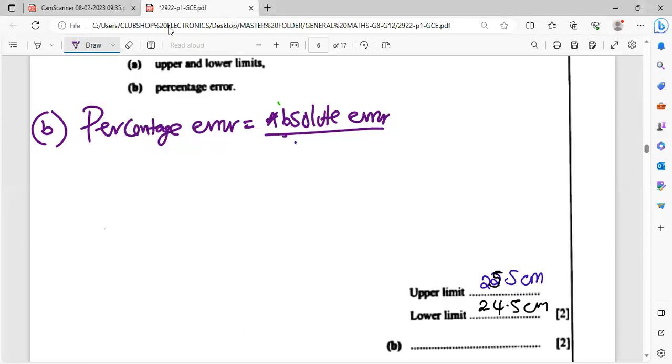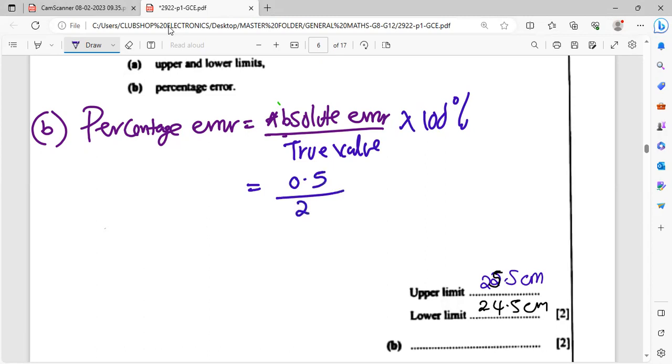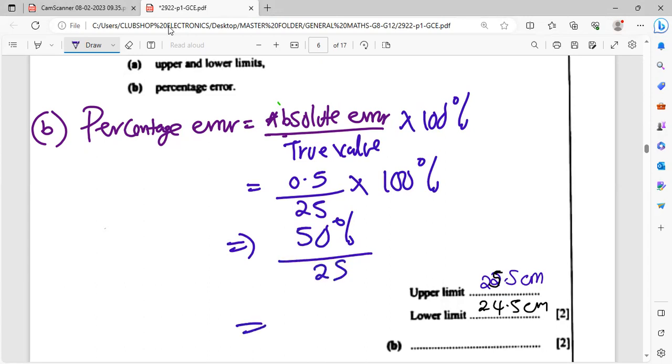All right, so this is true value times 100%. So our absolute error is 0.5 and the true value is 25 times 100%. So 0.5 by 100 is 50%. Divided by 25, this will give us 2%. This is 2%, and we are good.